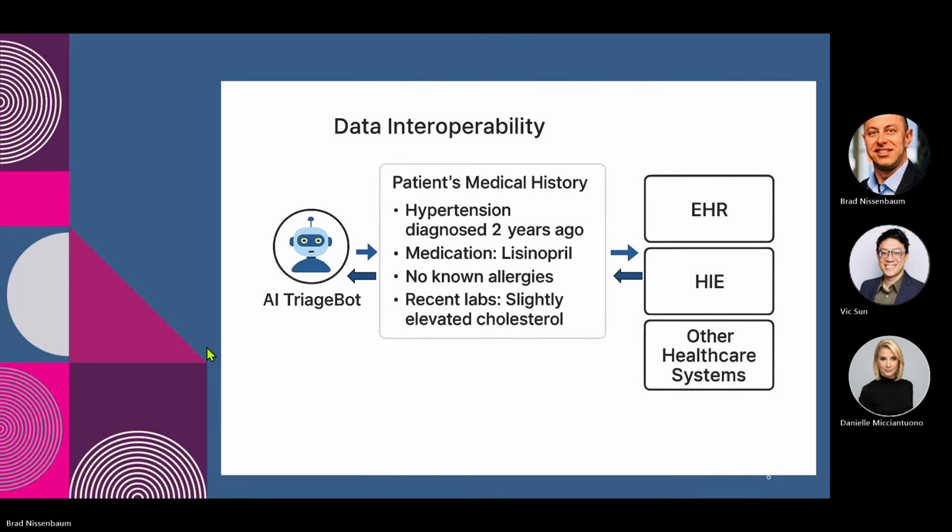In the background, the technology is grabbing data that's available for the clinical narrative for this particular patient from the EHR, from the HIE, from any other healthcare systems that are available. And basically it was saying that the narrative for this patient says that this patient was diagnosed with hypertension 2 years ago, that he takes lisinopril, he's got no known allergies, and he's got a slightly elevated cholesterol. So this helps the narrative for what the AI tool is looking at when this patient has this chief complaint.